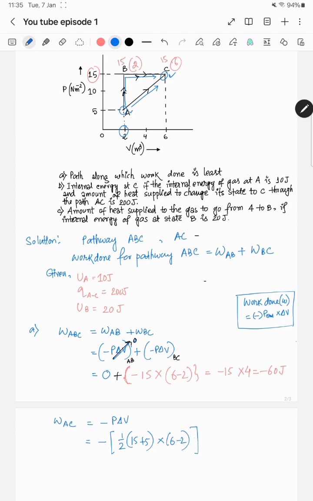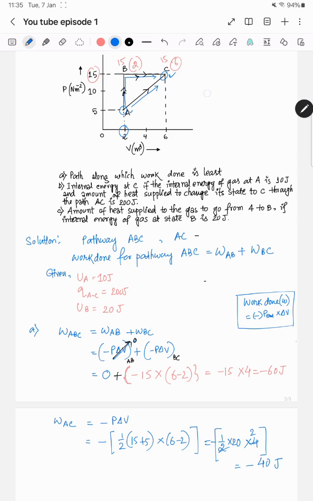Okay. So the value we will be getting is half into 20 into 4. So it is minus 40 joule.